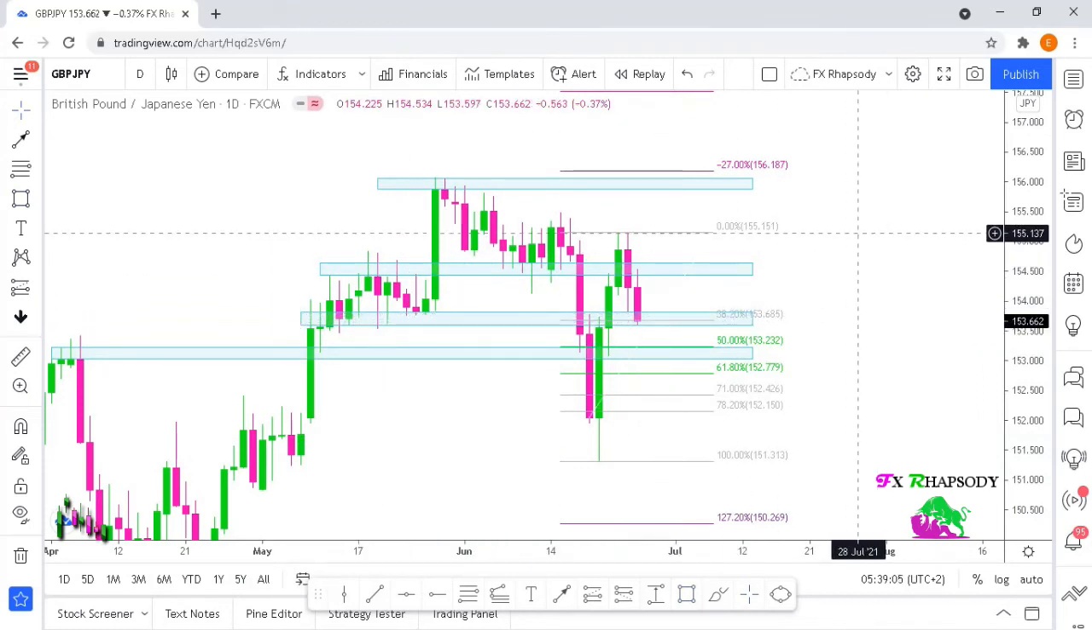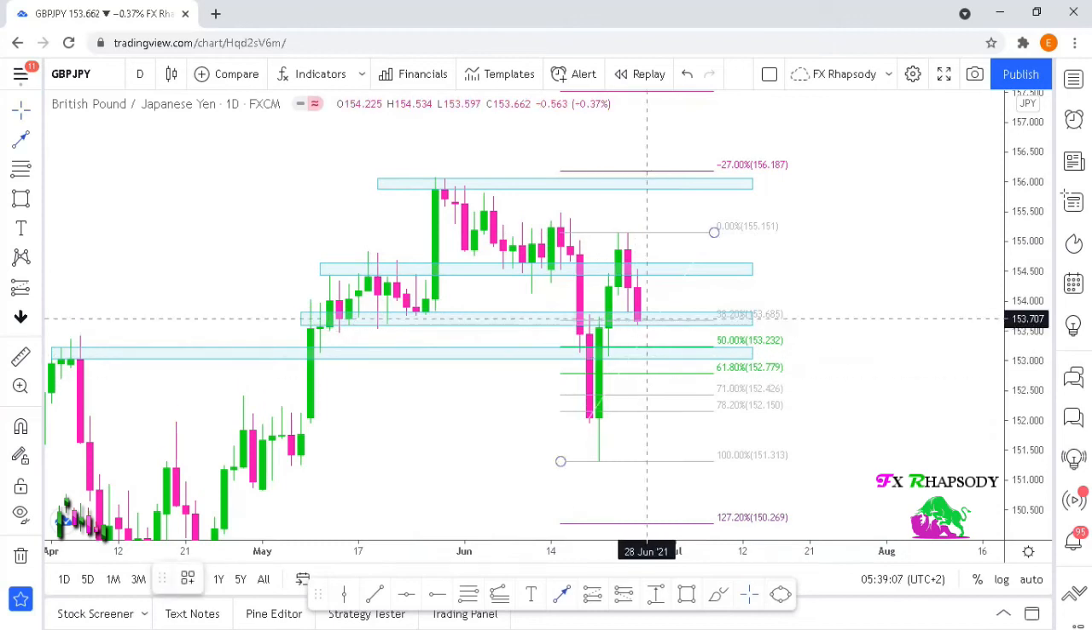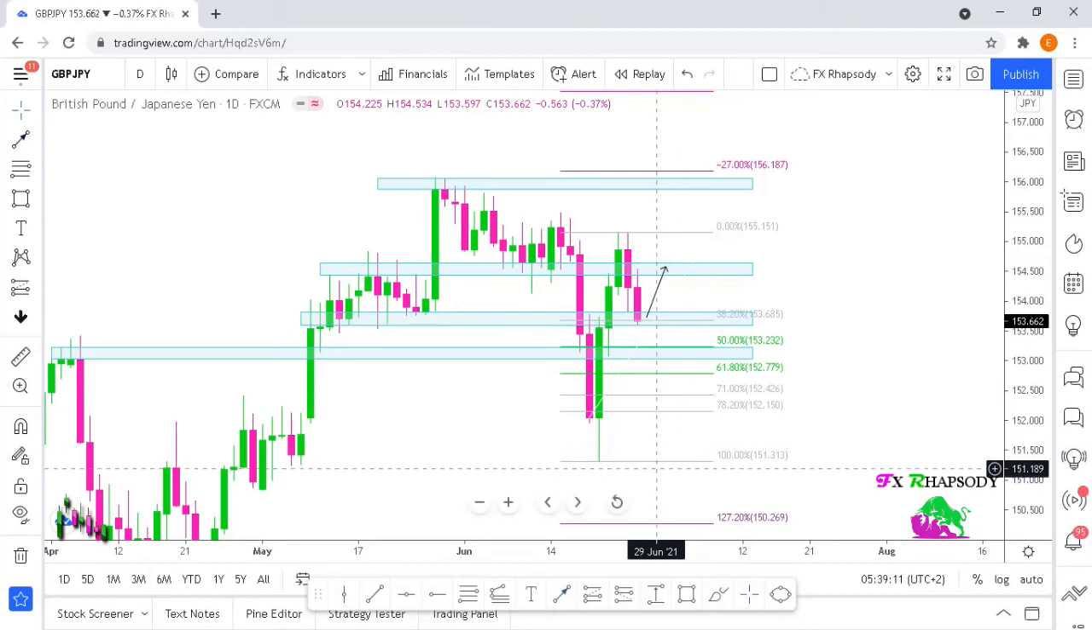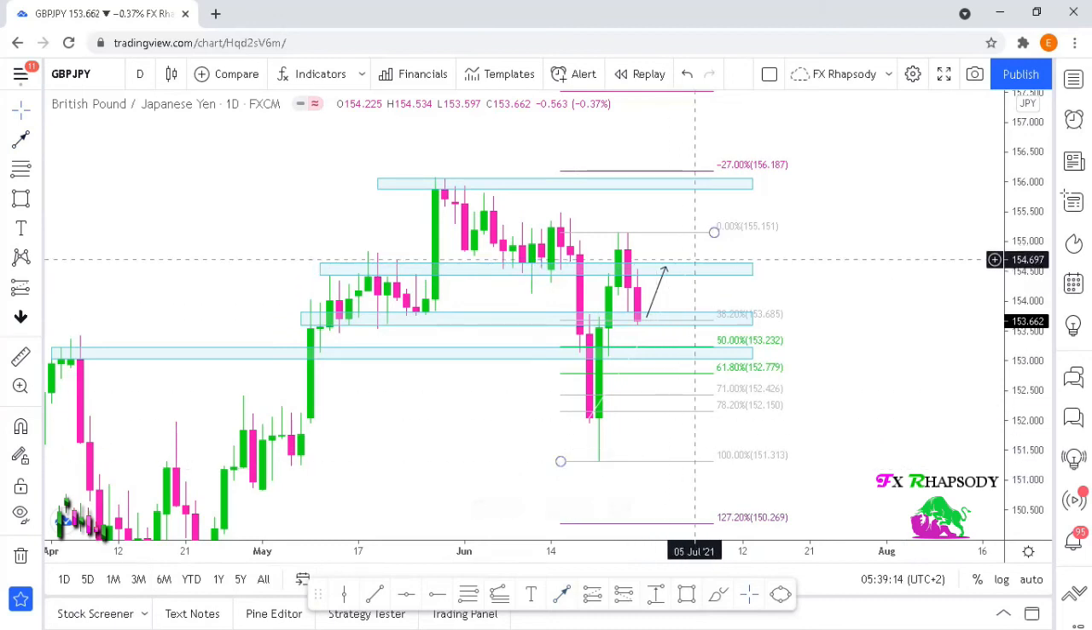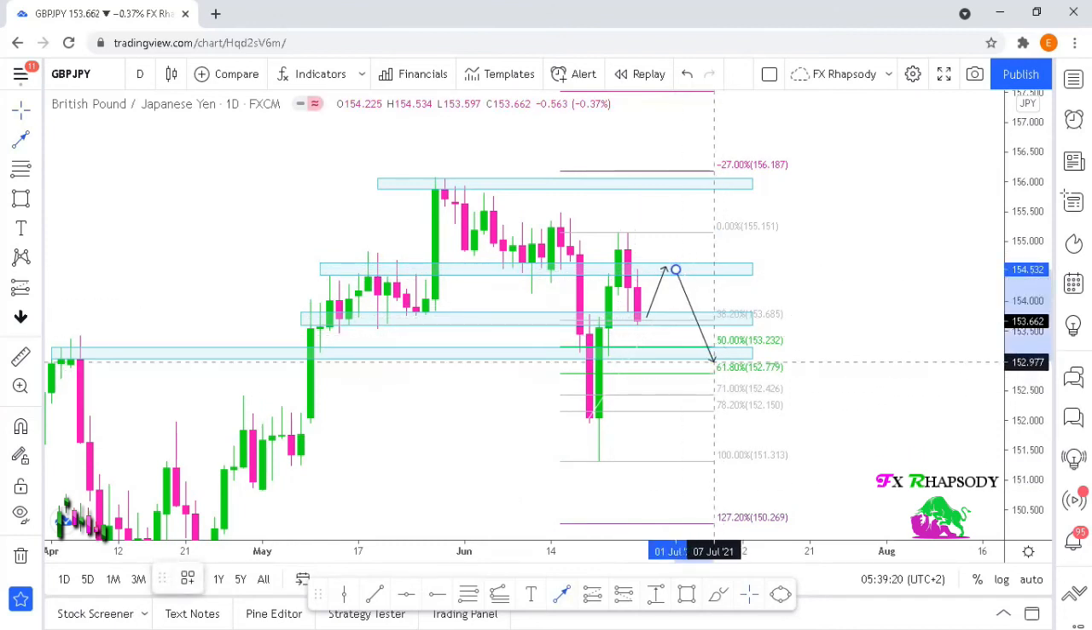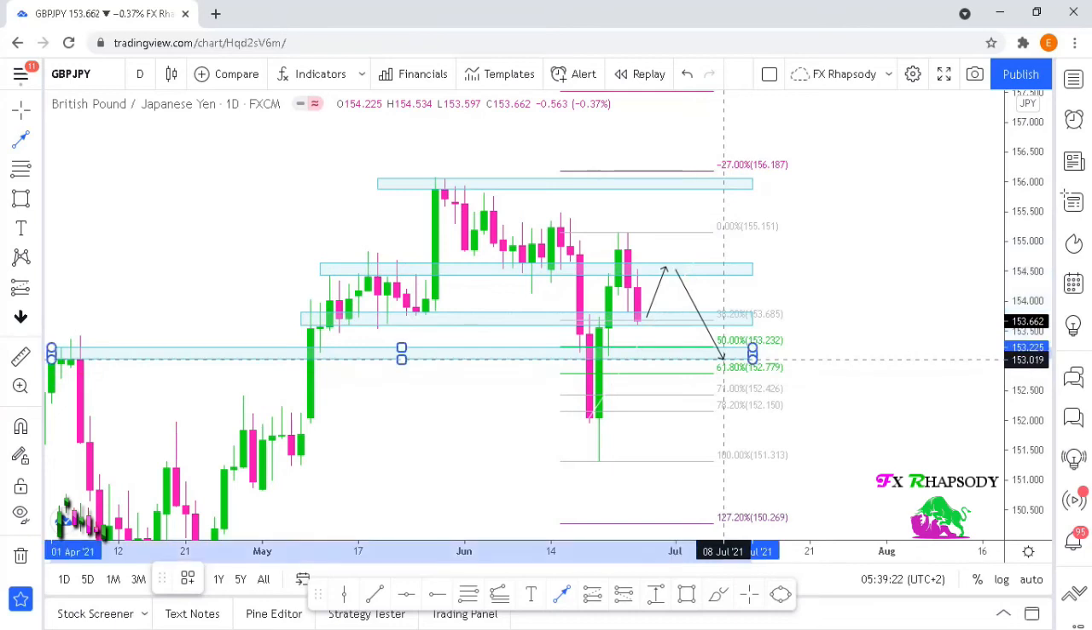So scenario 1, the pound carries on going to the upside. Okay, testing this support or the resistance area at the top here, and then heading its way down. Okay, that's scenario 1. Do this 50%.